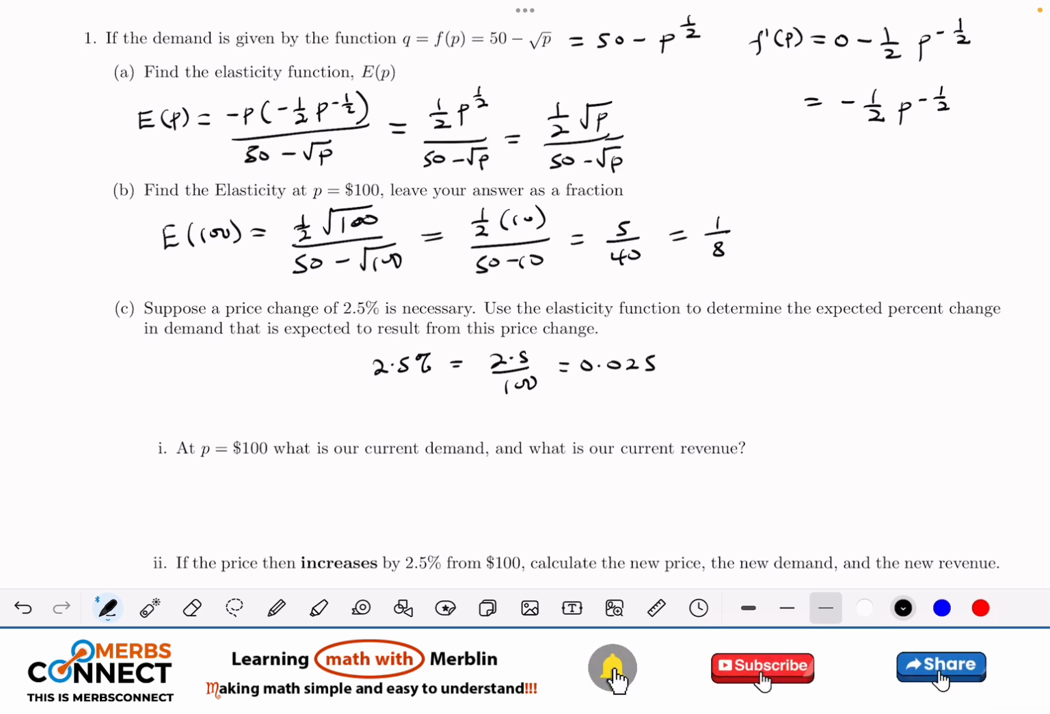Then I need to multiply this one by the elasticity, which is E of P, and this is going to give us 0.025 times 1 over 2. And I think we need to get something like, let me use my calculator.